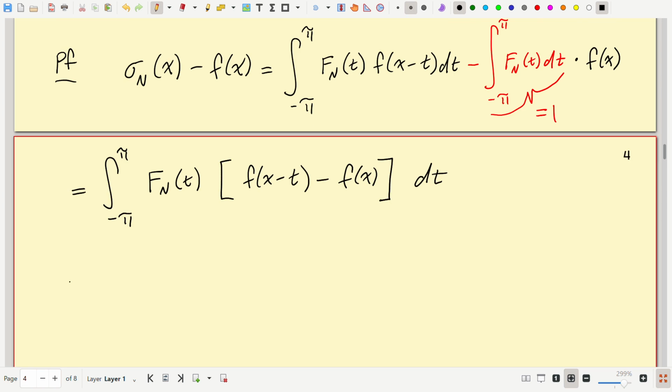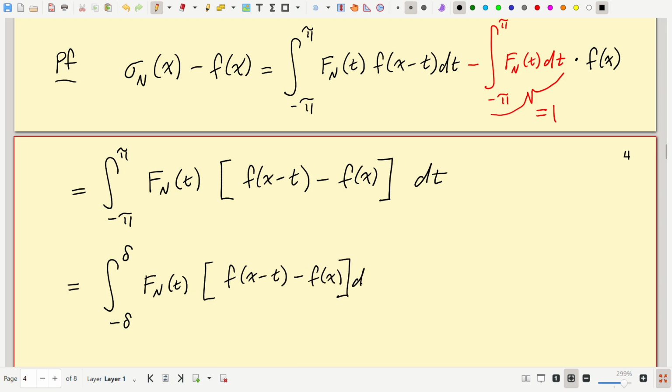So the brilliant idea is I'm going to split this into two pieces. An integral over a small interval, minus delta to plus delta, of fn of t times f of x minus t minus f of x dt, plus an integral on the rest. So let's see, I'll write the rest of the integral. Integral from minus pi to minus delta plus the integral from delta to pi of the same thing.